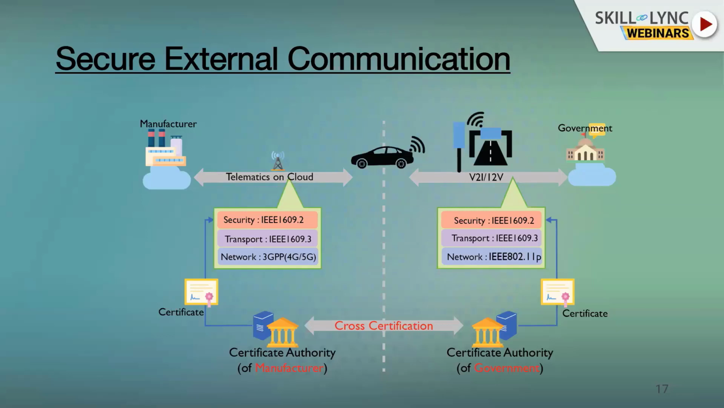Okay, to implement a secure communication between the manufacturer, vehicle, and the infrastructure, there is a methodology called PKI, public key infrastructure, which uses a certificate from a certificate authority of the government if it is communicating with the government infrastructure or the roadside infrastructure. If it is communicating with your manufacturer or the OEM, then the certificate authority will be the manufacturer's. Okay, so they provide a certificate, and this certificate contains your public key, and using this particular certificate, this secure communication happens. Okay, so this was related to your secure external communication.